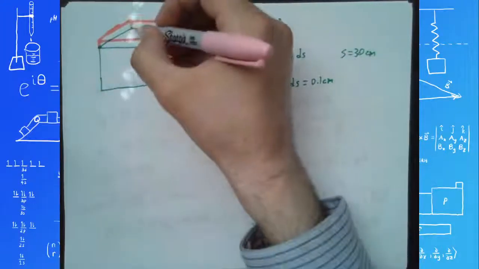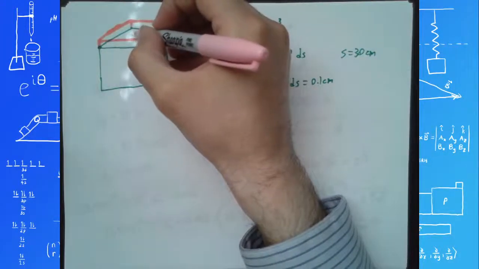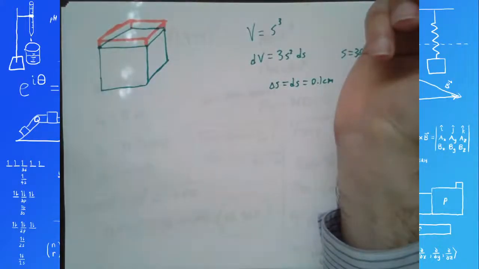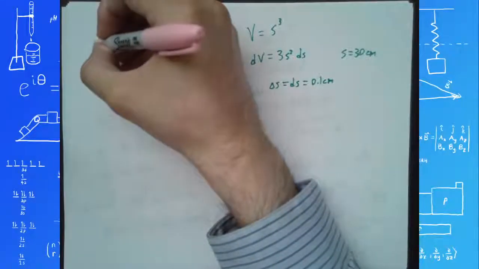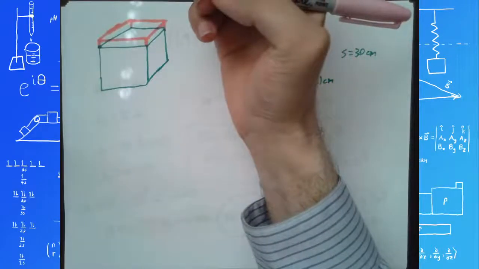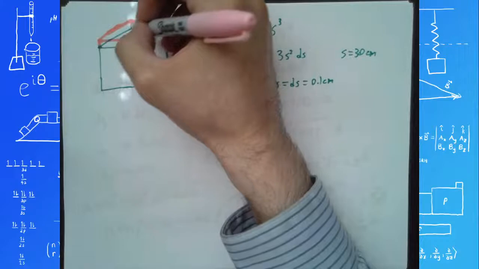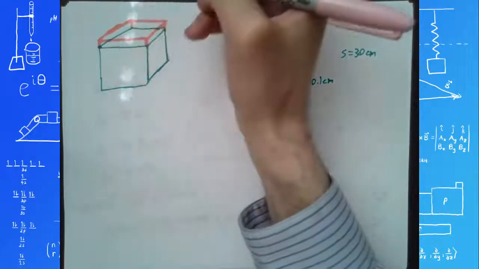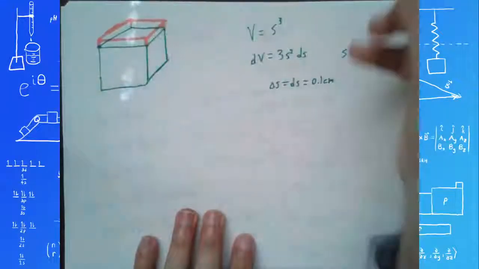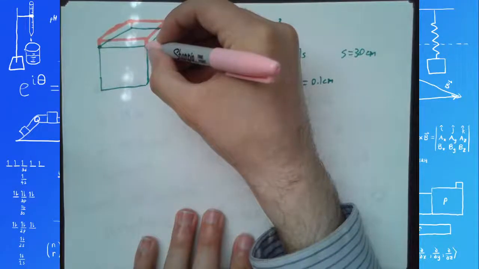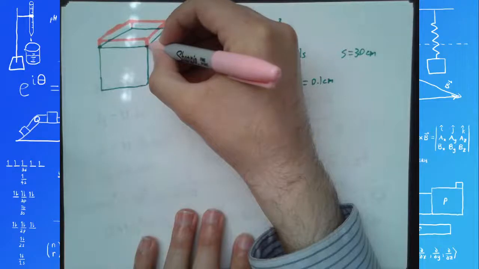Its volume is s squared, right, the area of the face that it's extending, times the thickness. This height is ds. It's the 0.1 centimeters. So it's 0.1 centimeters times 30 squared is its volume. Okay, so where does the 3 come in? Well, the 3 comes in when you do this to 2 more faces.